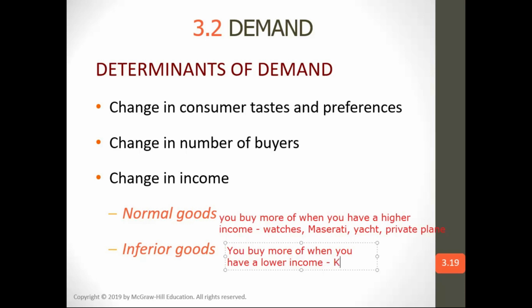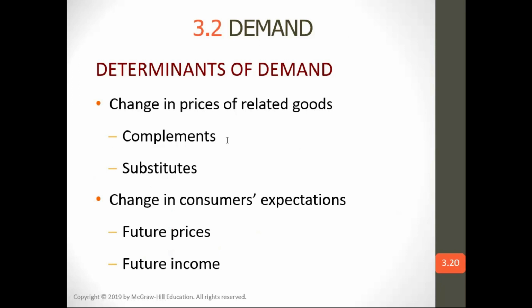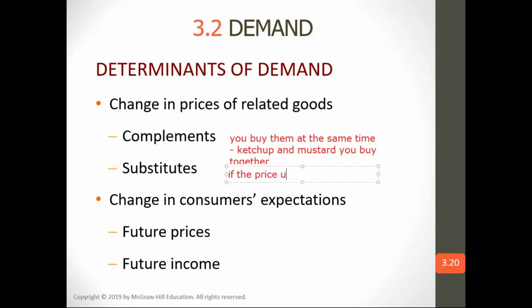So something like Kraft Dinner would be something like that. Let's say also maybe bus tickets, that kind of thing, compared to buying a private plane, let's say. So then in terms of demand, complements are goods you buy at the same time, like ketchup and mustard, you buy together. And then substitutes are if the price of a substitute goes up, you buy the other substitute more.